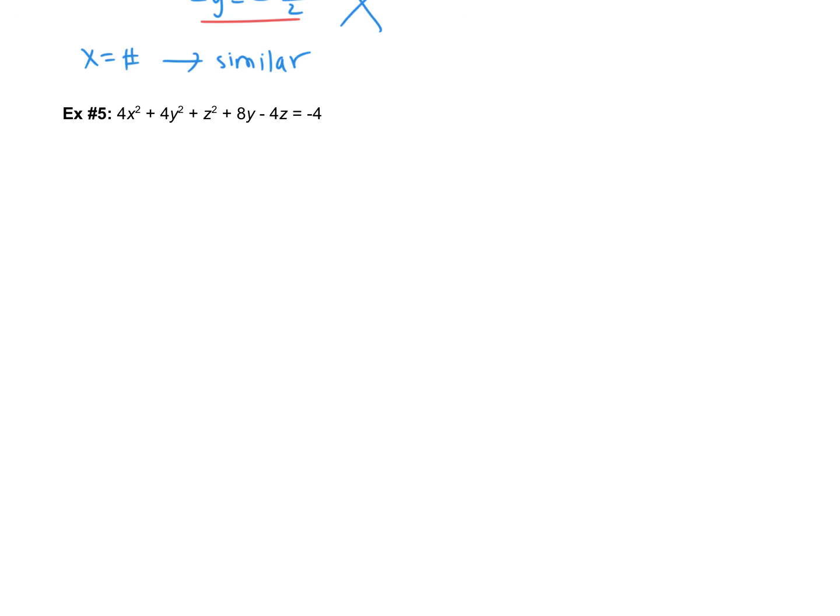This one is a little bit tougher because it's not in a nice, friendly standard form. So we're going to need to start by doing that. I'm going to move my x's together, my y's together, my z's together. So I have 4x squared plus 4. Hopefully you see that you're going to have to complete the square.